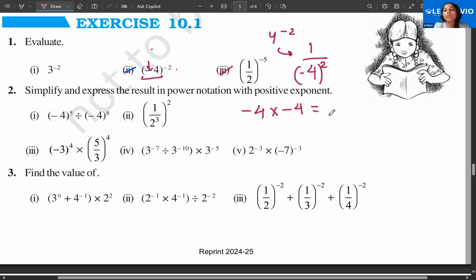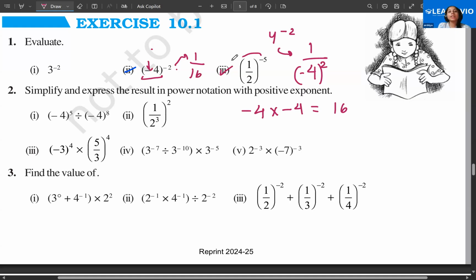Now, how much is 4 into 4? 16. Yes. And because there are two negative signs, negative and negative is positive, right? So you will get positive 16. So your answer will be 1 by 16. Okay, done, ma'am. Thank you.